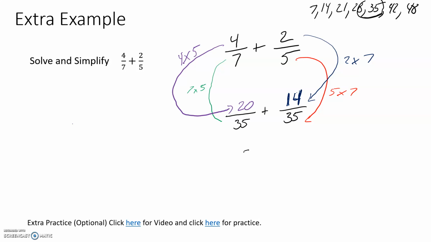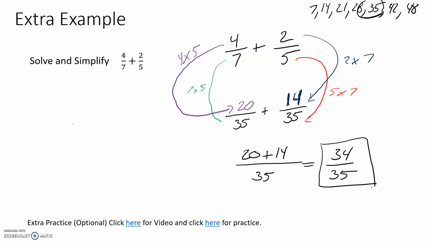So I have 20 plus 14 35ths equals 34 35ths, and that is my answer simplified. I can't simplify it anymore. That's the fraction in simplest form.